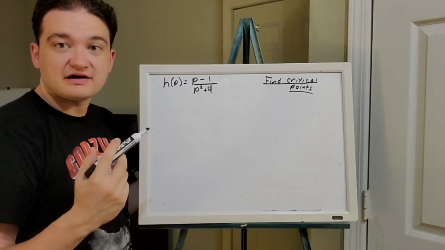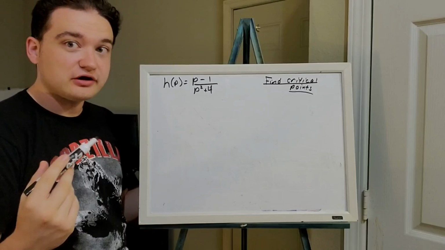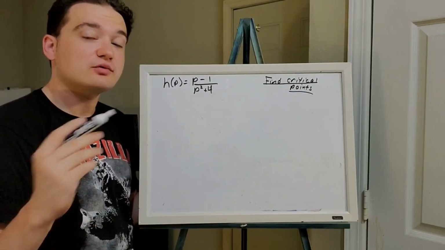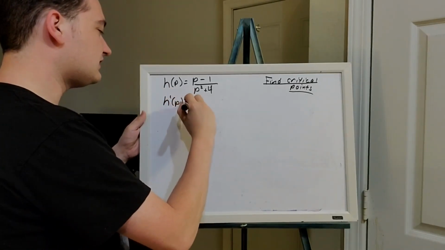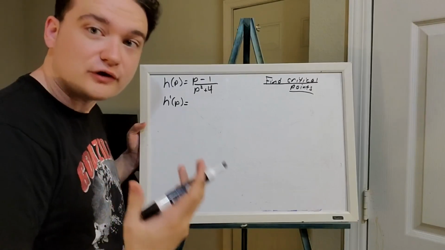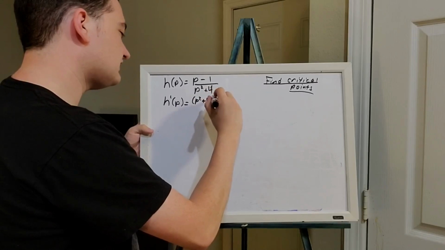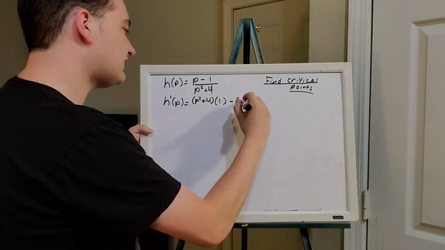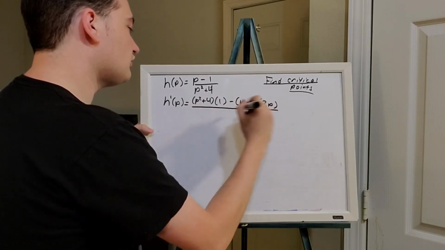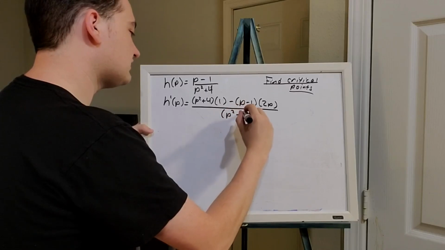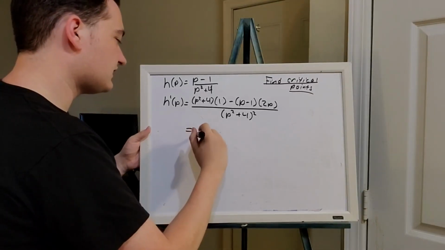Now to find the critical points, it's the same thing. We're looking for places where the derivative equals 0 or doesn't exist. So to start, we're going to find the derivative. We're going to have h prime of p, and we have a fraction, so we're going to apply the quotient rule. Let's see. Low d high minus high d low over low squared. And we're going to simplify this a little bit.